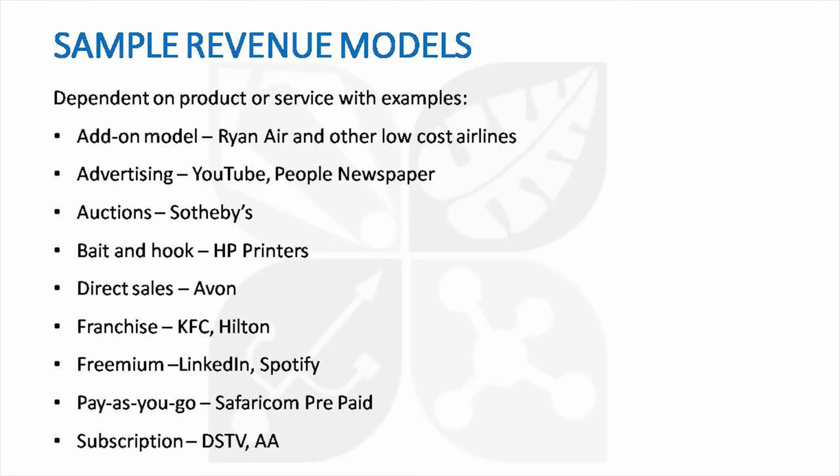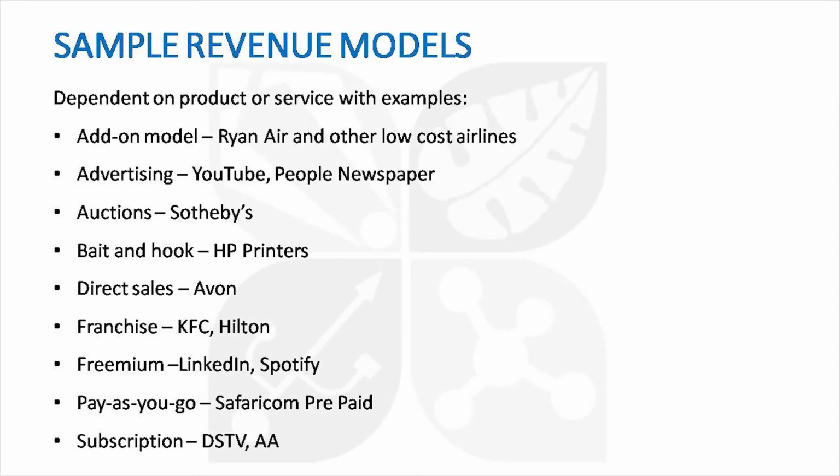Bait and hook is where you sell them something, probably reduce the price at the beginning, but you know that's not where you're making your money. You're making your money in something they'll need after. So printer, guys, that's typical. You'll buy a printer for 2,000 shillings. You got a good deal. Then you're printing and printing, and 2 months later, you need a new cartridge. And the cartridge is 3,000 shillings.